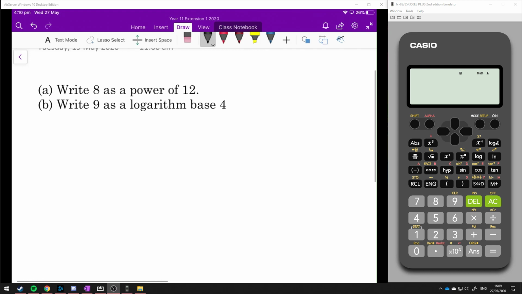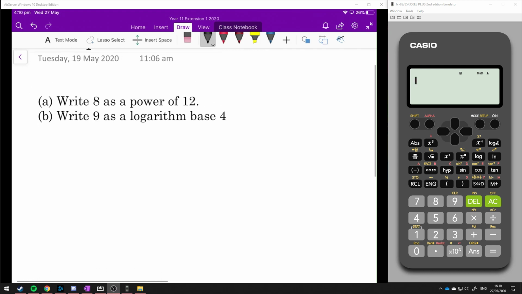Write 8 as a power of 12. To write 8 as a power of 12, we're just going to say, writing 8 as a power of 12, 8 is equal to x to the power of 12. There we go. That's all it means by that. So it's a worded problem that we're going to write like that. We're not actually asked to solve it, we're just asked to write it. So 8 is equal to x to the power of 12.